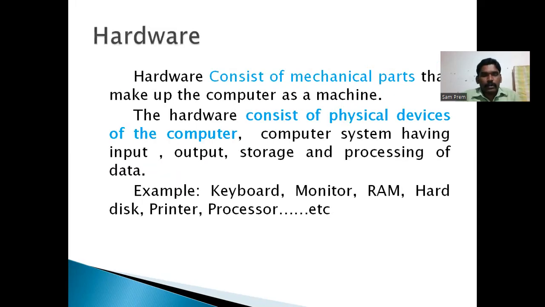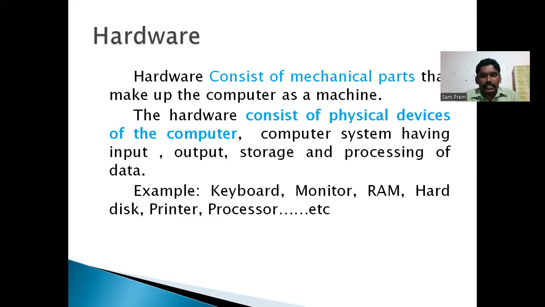So first one, hardware. Hardware is nothing but a physical device. The physical devices that are connected to the computer are called hardware. A computer has more than one piece of hardware. They are mechanical parts, and each part has a different operation and different behavior. It consists of the physical devices of the computer.